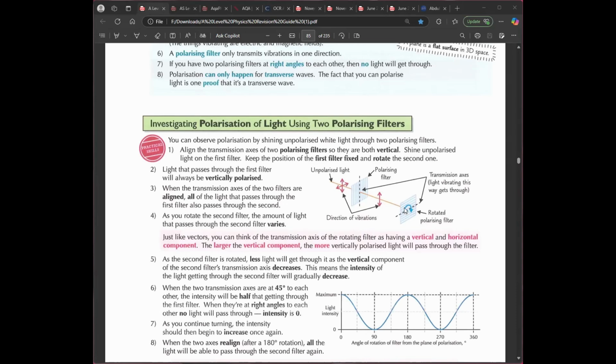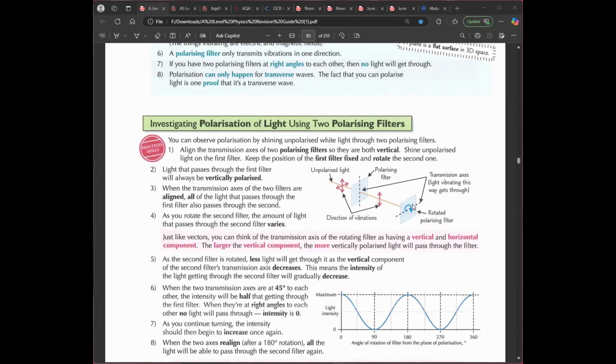Like if it is an angle theta, you can basically find the vertical component of these stripes and see how much weight the vertical component has, and it will let some of the waves pass through because of that. So if it is horizontal and only vertical waves are coming from the first polarizing filter, nothing will go through the second polarizing filter.